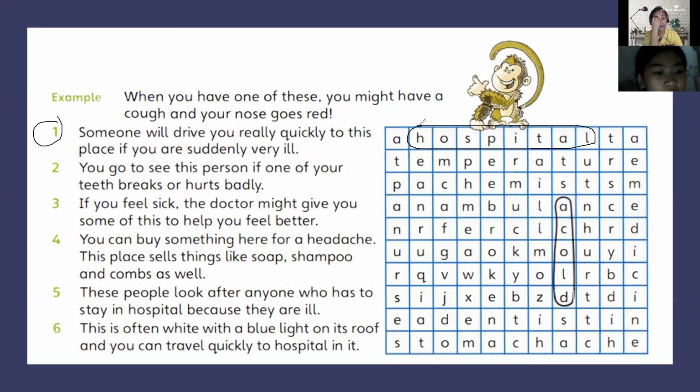Number two. You go to see this person if one of your teeth breaks or hurts badly. Is dentist. Where is the dentist, baby?